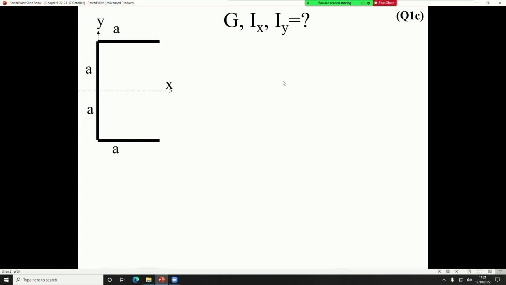How many axes of symmetry does this section have? There is a single one symmetry. Okay. It's the x-axis. Okay, that's very good. So it has one axis of symmetry. So if it has one axis of symmetry, it is the x-axis. It means the centroid is located on the x-axis.